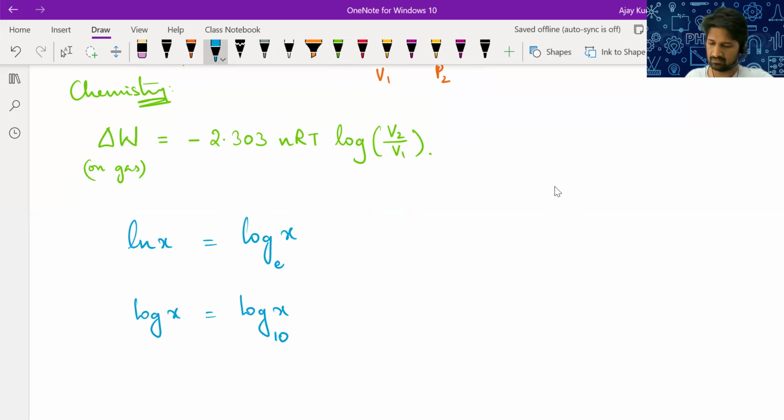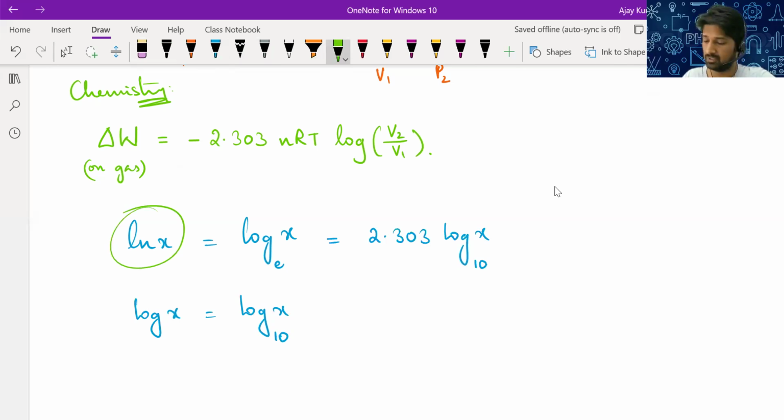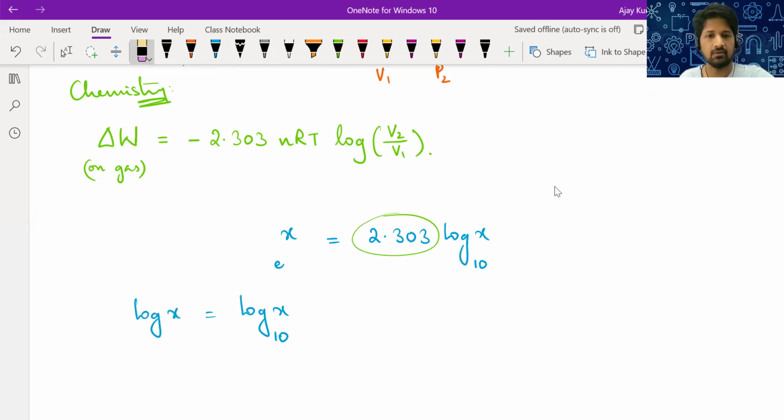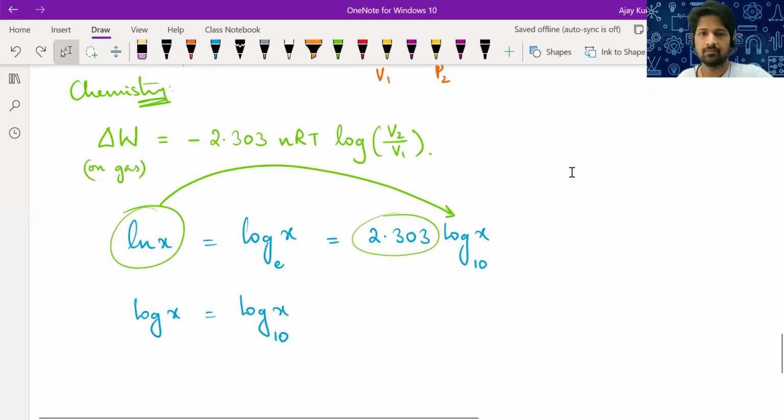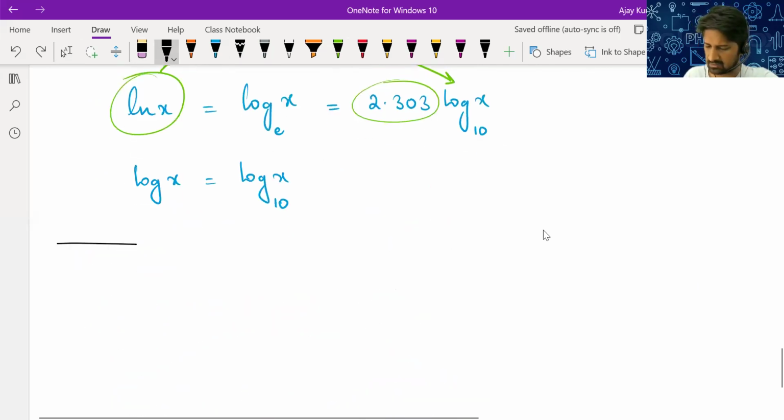And ln of x, which is logarithm of x to the base e, can be written as 2.303 times logarithm of x to the base 10. Fine. So in the physics formula, you have ln v2 by v1. In the chemistry formula, you write log v2 by v1. So when you change ln to log, you'll get this 2.303 factor. That's why in chemistry, you have that formula for work done on the gas in an isothermal process. You don't have to remember any natural logarithm values. They will give you in the question paper if required.